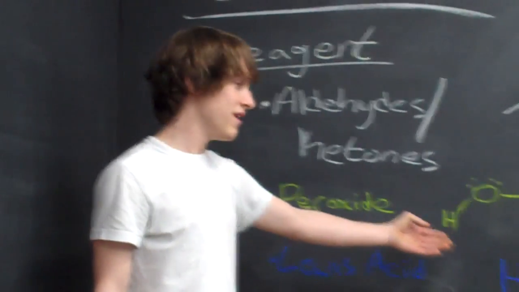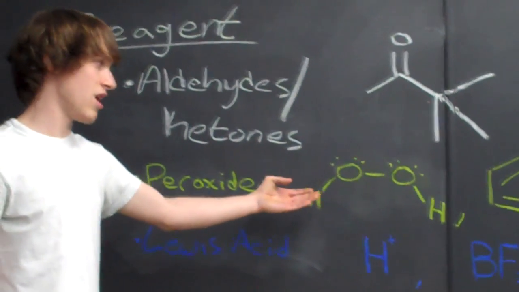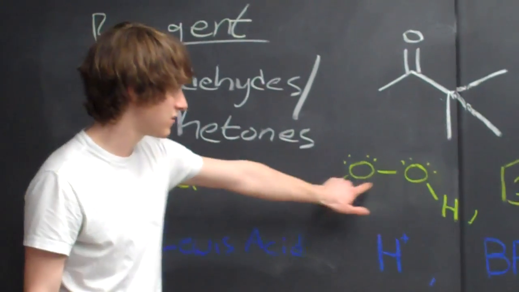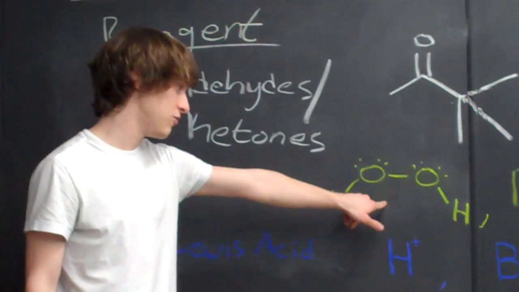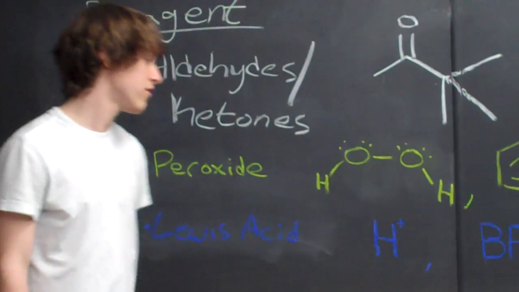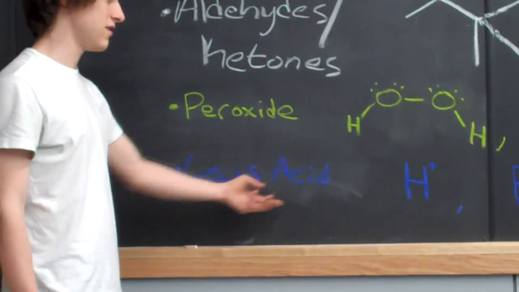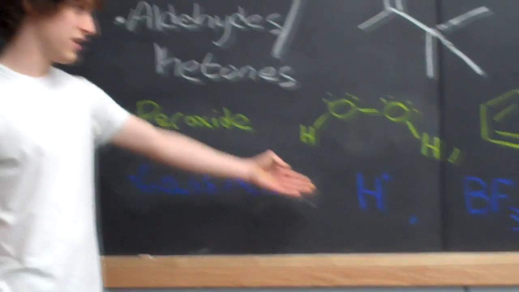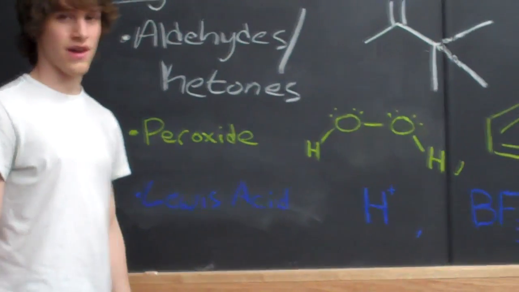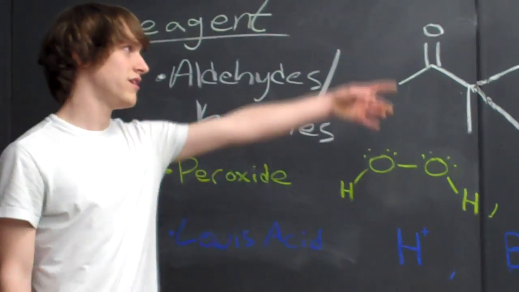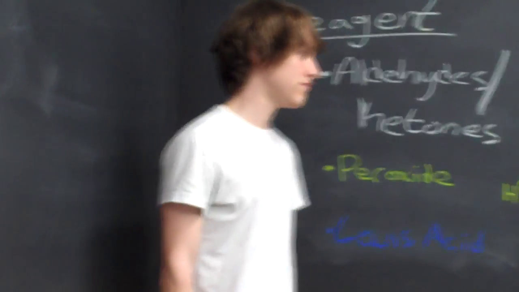You all know that. A hydrogen peroxide, or a peroxide, is characterized by this oxygen-oxygen bond right here. Two oxygens bonded directly to each other. And the last ingredient in our reaction is a Lewis acid. This is commonly seen as H+ and BF3. The Baeyer oxidation is commonly done in the solvent CH2Cl2, dichloromethane.